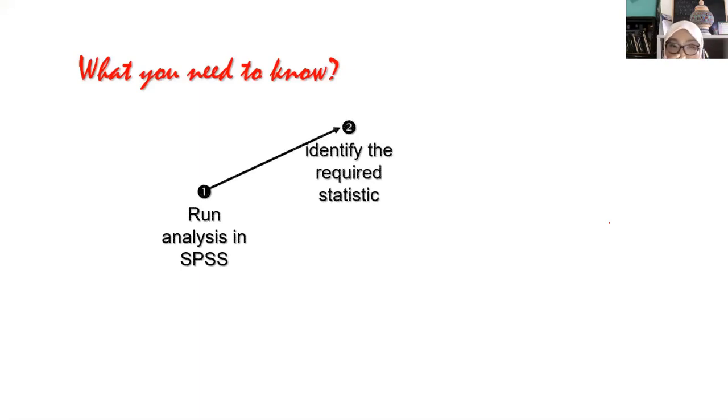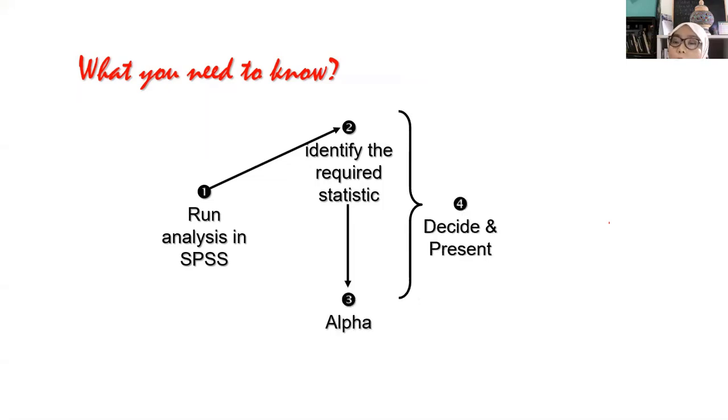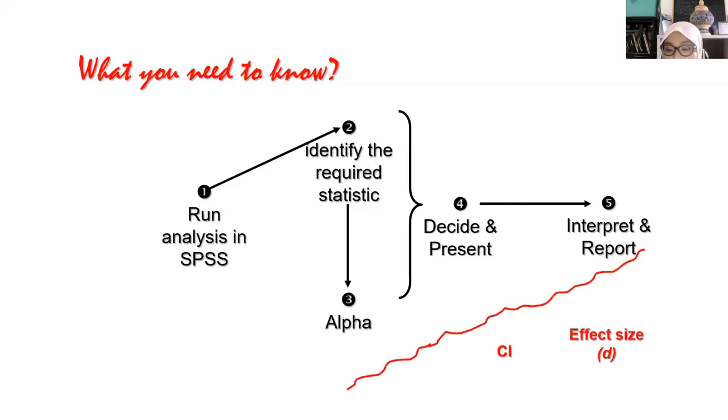So what you need to know is how to run the analysis in SPSS, identify the required statistics, report the alpha, and then make a decision and present. And then lastly, interpret and report. So this is what you need to know for this ERS5951. Then you need to report the confidence interval or effect size as an option or alternative to the significance value.